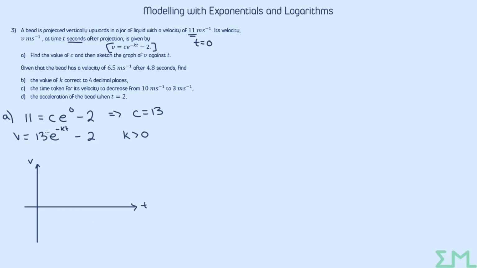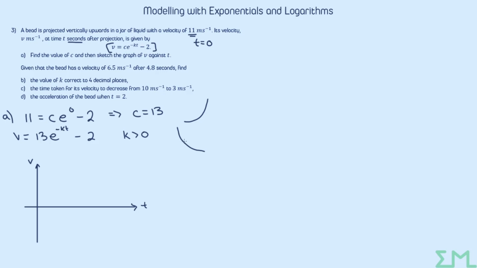So let's just think about this carefully. If we had an exponential graph, we would be going up like this, but it is a negative power, so we know we're coming down the other way. The 13 just means that we would have gone through 13 on the vertical axis when t is 0.